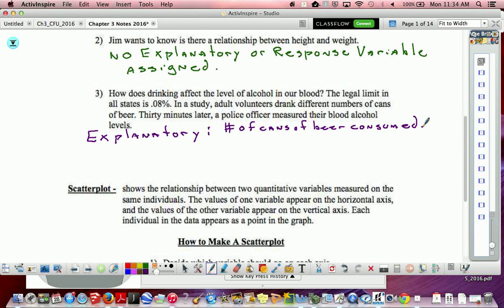So you need to be specific with identifying the explanatory and response variable. How are they actually measuring it? Our response, what do they measure here? Yeah, the blood alcohol levels.